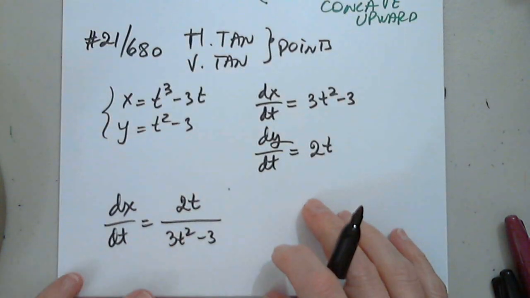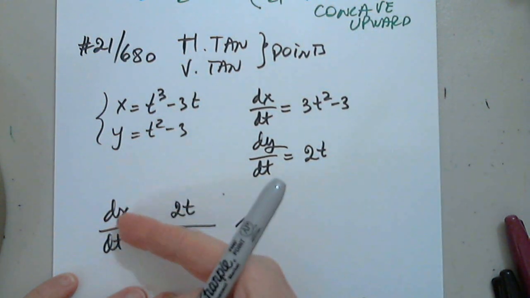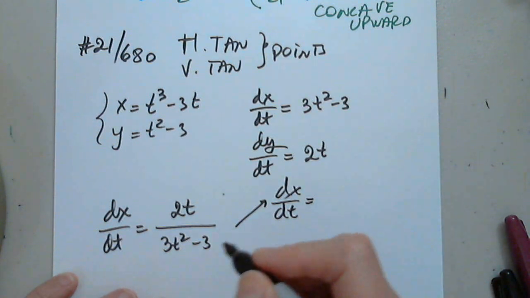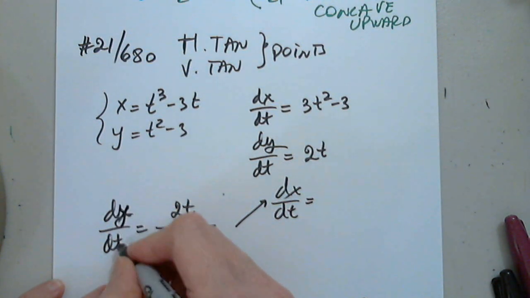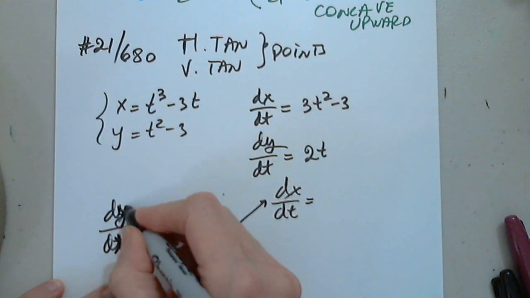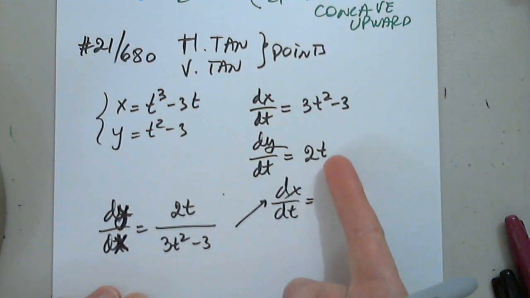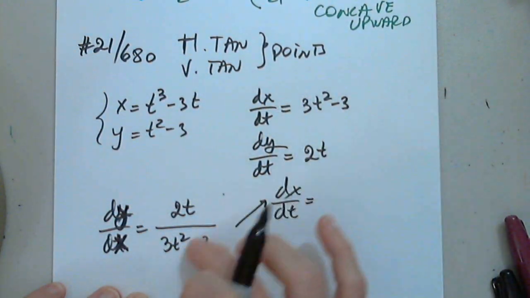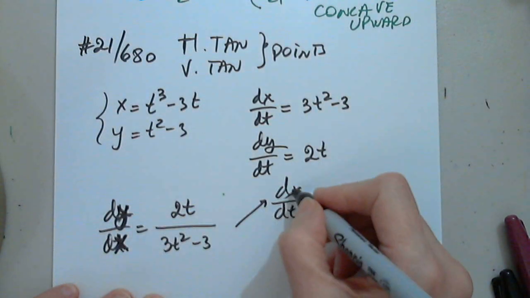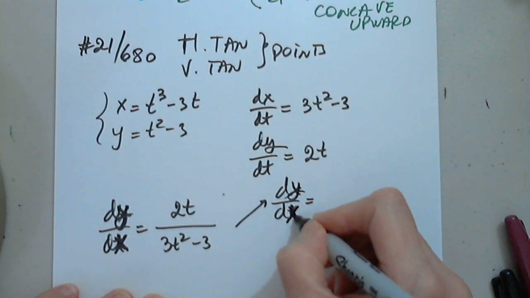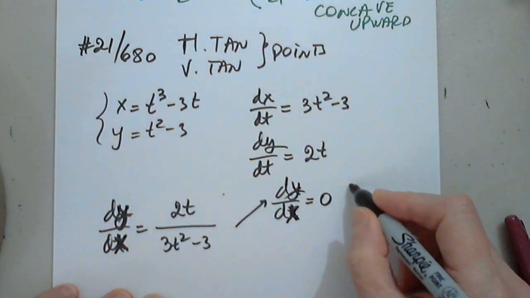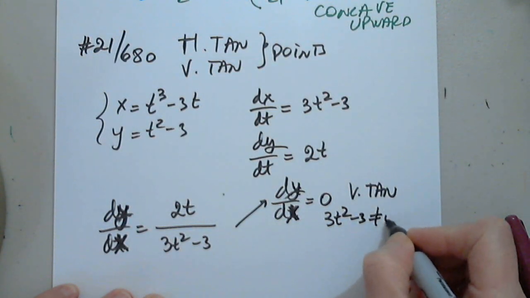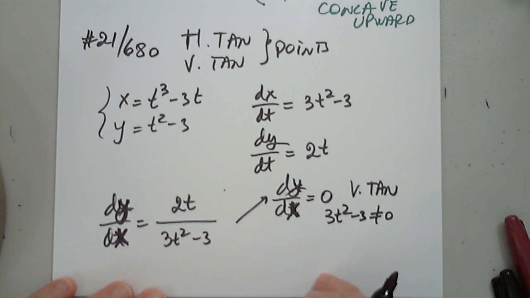Very good. So now we know that dy over dx, sorry about that. So dy over dx one more time, so I don't want to confuse you, is 2t over dx over dt, which is 3t squared minus 3. So dy over dx is 0 for the horizontal tangent, but I have to make sure that 3t squared minus 3 will not be 0 for that value of t.